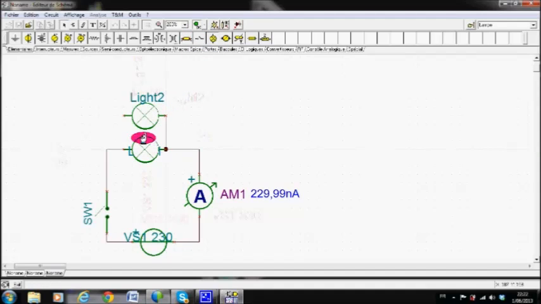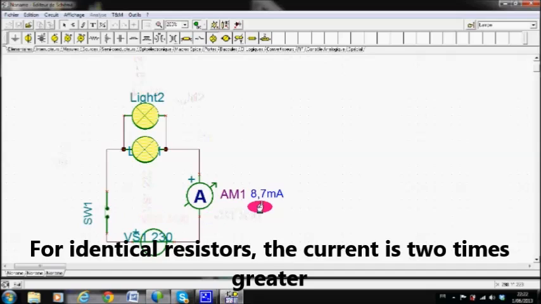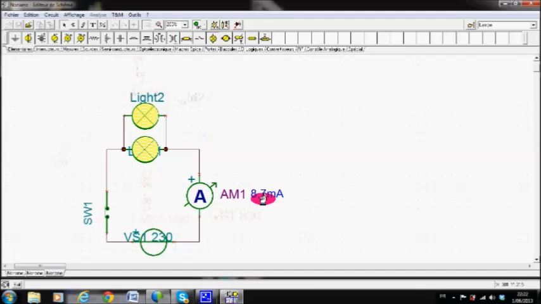I make the connection. I make this connection also. Instead of 4.35, look at this. If I do this, I have 8.7 milliamps, really double the current I have when using only one light bulb. So you see the brightness is still the same.